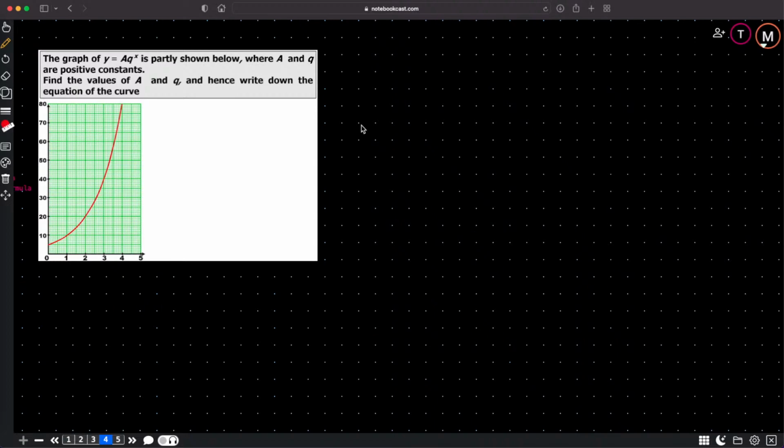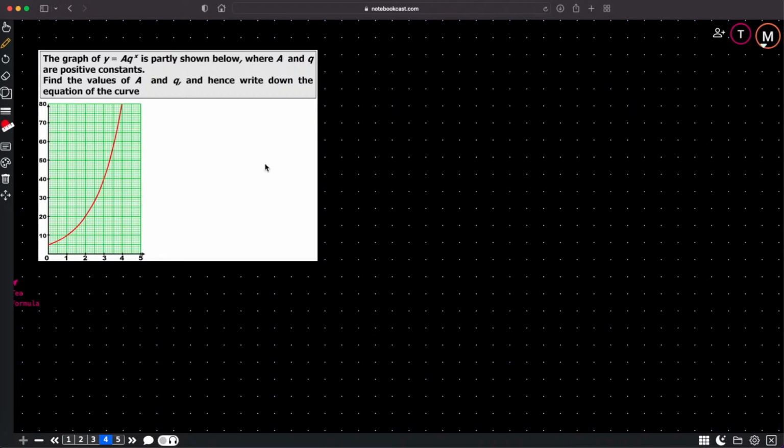Okay, this one. The graph of y equals a q to the power of x is partly shown below, where a and q are positive constants. So this is an exponential graph. Find the values of a and q and hence write down the equation of the curve. Well, we can use a similar process, even though this equation looks maybe unfamiliar. It's not a quadratic like the last two. Let's see if we can still do it using a similar approach.